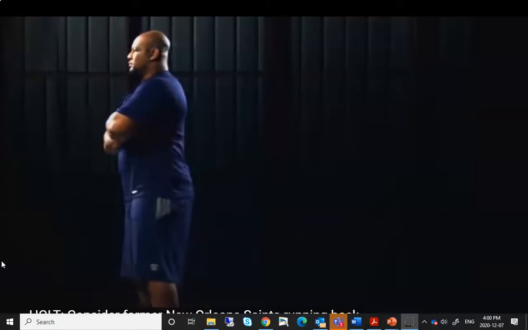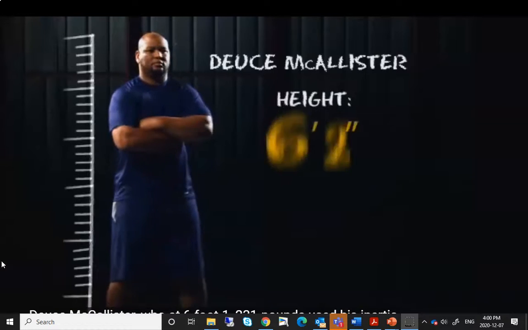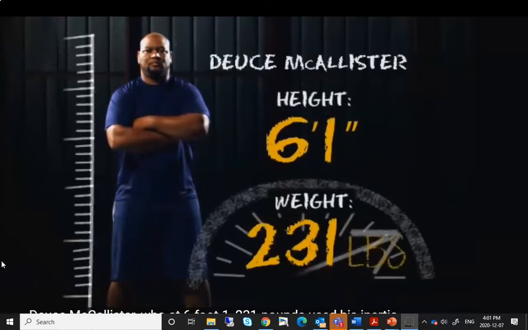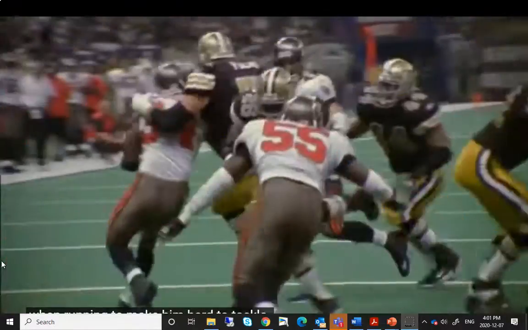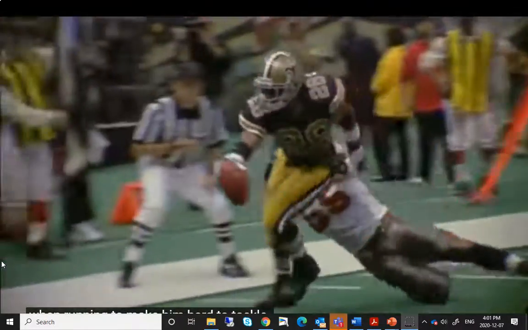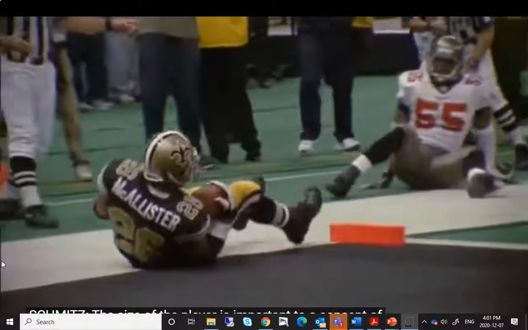Consider former New Orleans Saints running back Deuce McAllister, who at 6'1", 231 pounds, used his inertia when running to make him hard to tackle. The size of the player is important to the concept of inertia because higher mass means more inertia.